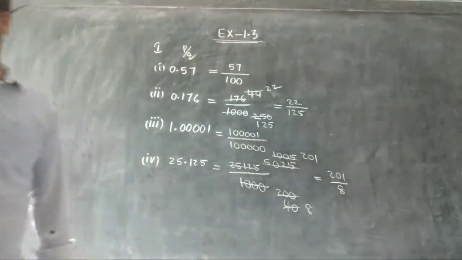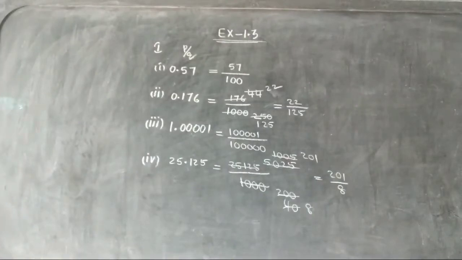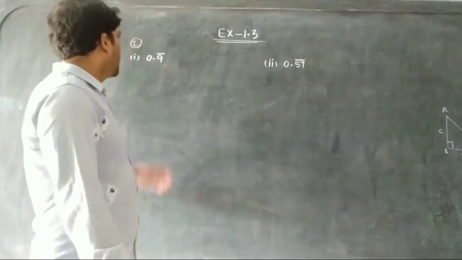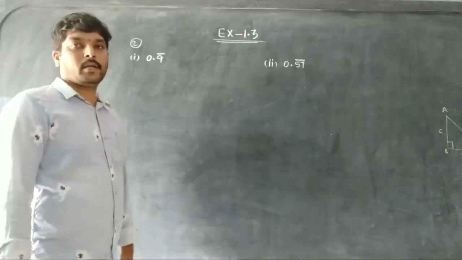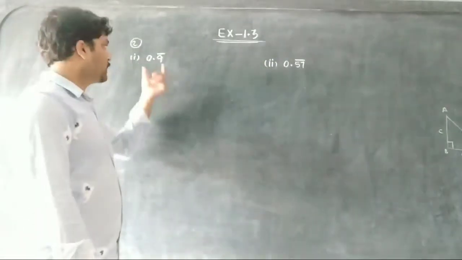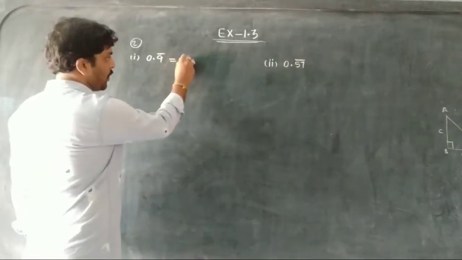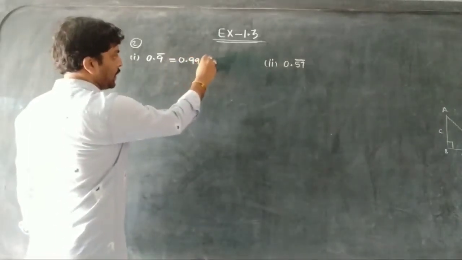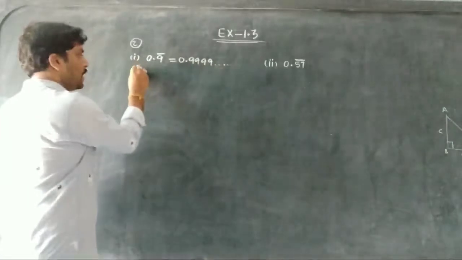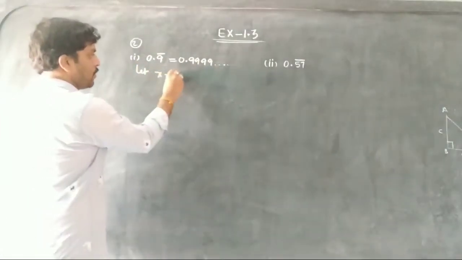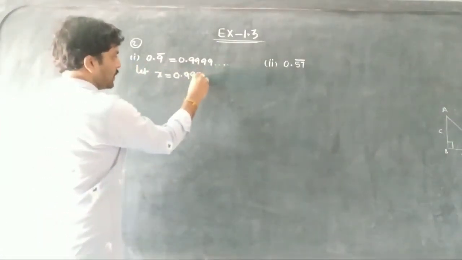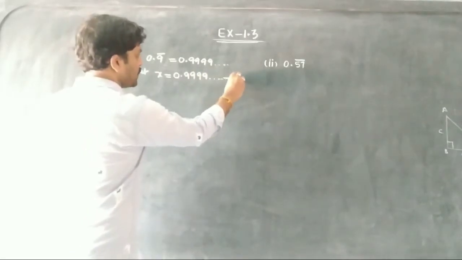First bit. Here second bit: express in p by q form, or rational number form. First question is 0.9 bar. Let us write it as 0.9999, it is repeating. So let x is equal to 0.99999 and so on. This is equation number 1.